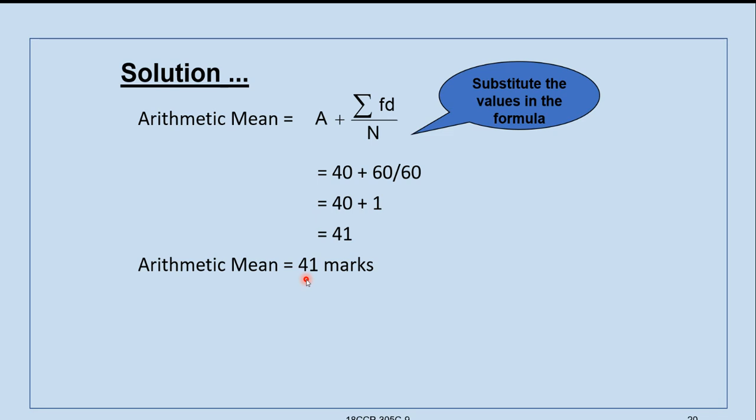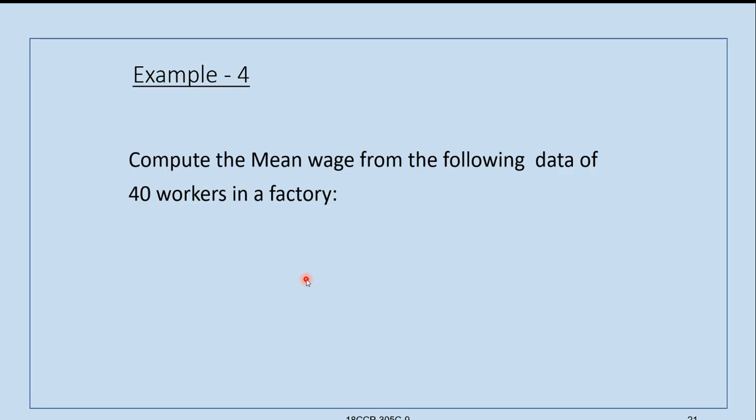So in the first column, we will take the observations given, that is X. In the second column, frequencies are taken, that is F. In the third column, X minus A is equal to D. So D is calculated, X minus A. In the fourth column, we will put F into D. This table you have to remember very well. So the arithmetic mean, as I said, is 41 marks.